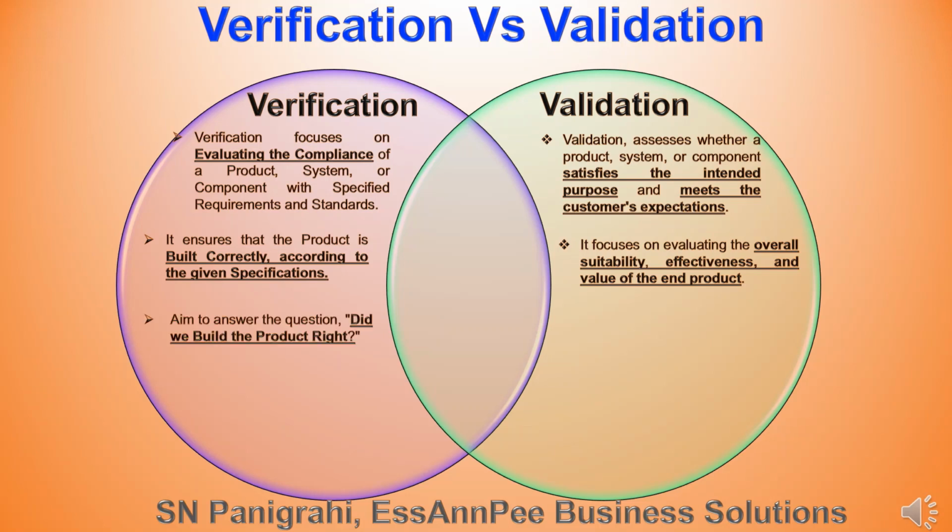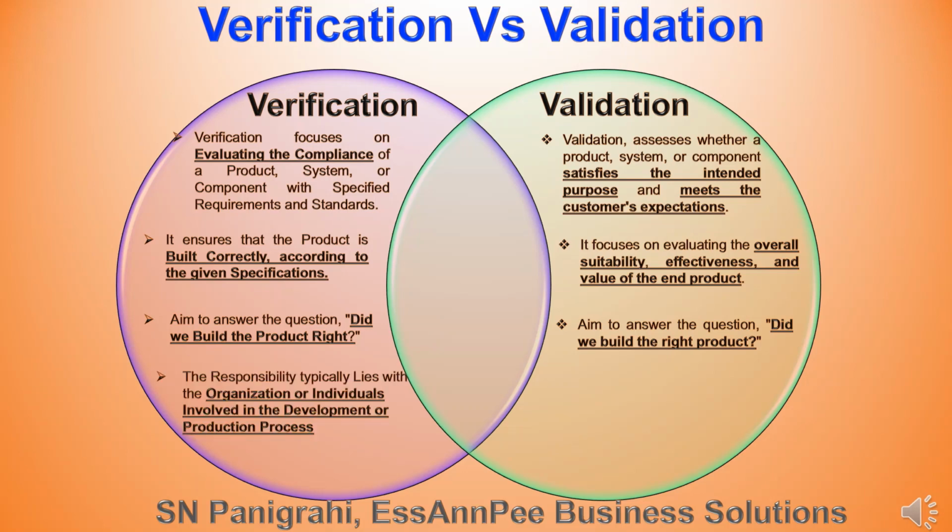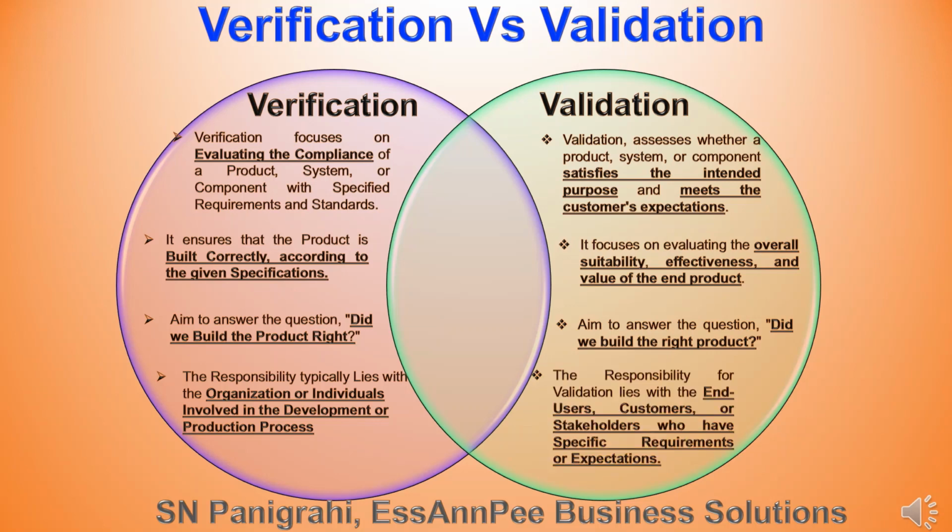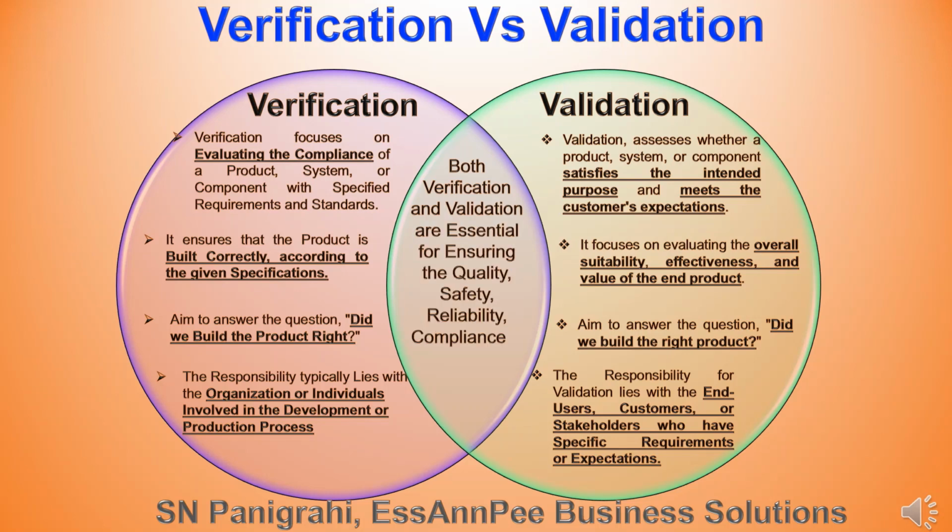Verification aims to answer the question, did we build the product right? Validation aims to answer the question, did we build the right product? For verification, the responsibility typically lies with the organization or individuals involved in the development or production process. For validation, the responsibility lies with the end users, customers, or stakeholders who have specific requirements or expectations. Both verification and validation are essential for ensuring the quality, safety, reliability, compliance and success of products or systems.